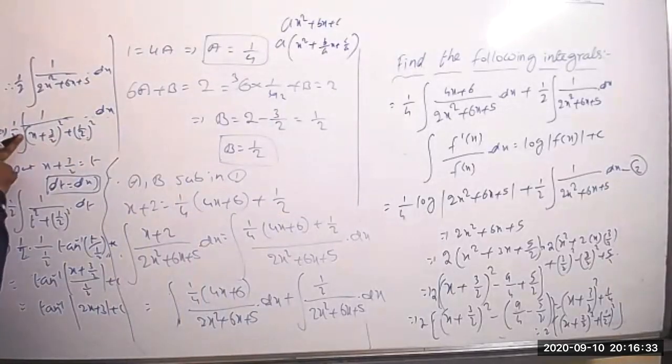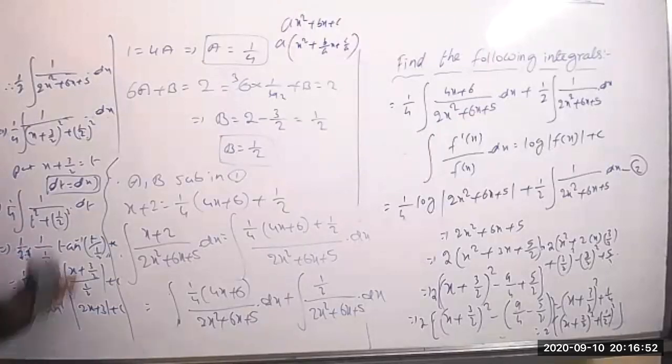Now 2 you can take outside, it will become 1 by 4. Or else if you want, you can write it separately as 2 into 2. So 1 by 2 will be cancelled, and 1 by 2 is the remaining here. That's all. This one you can substitute in the second equation.